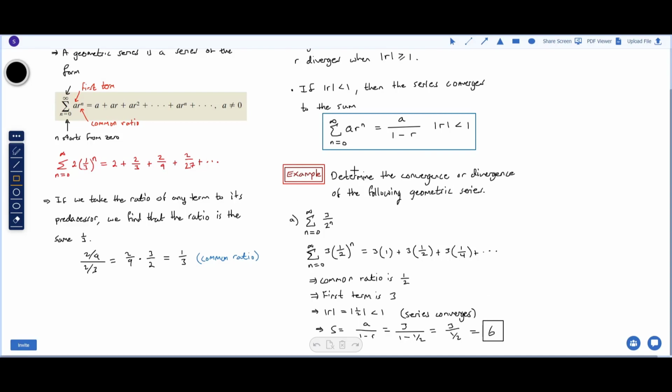All right, so we get the common ratio. We get what the first term is. We determine if the series converges. Okay, it does. So what does it converge to? It converges to this formula: 3 over 1 minus 1 over 2 gives us 3 over 1 over 2, which gives us 6.